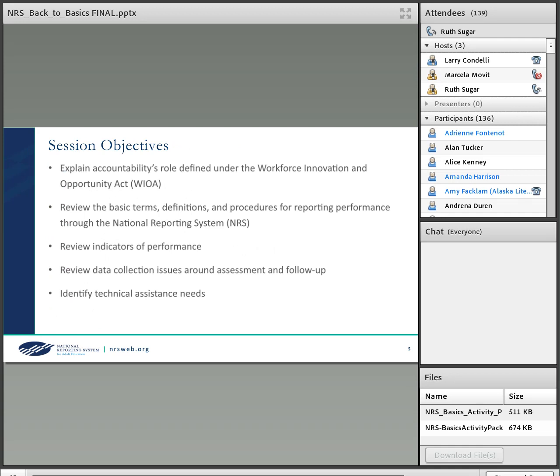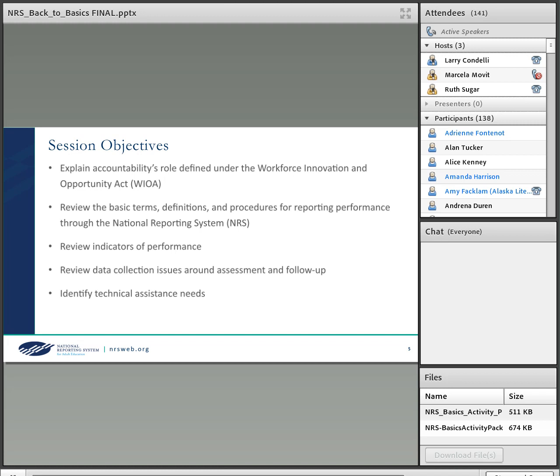So to help you fulfill the requirements of WIOA and NRS, today we're going to explain the role of accountability in WIOA. We're going to review the basic terms, review indicators of performance, data collection issues around assessment and follow-up, and we also want to know what your specific needs are around technical assistance so that the NRS project team can address them with resources and guidance and trainings that will be helpful to you.